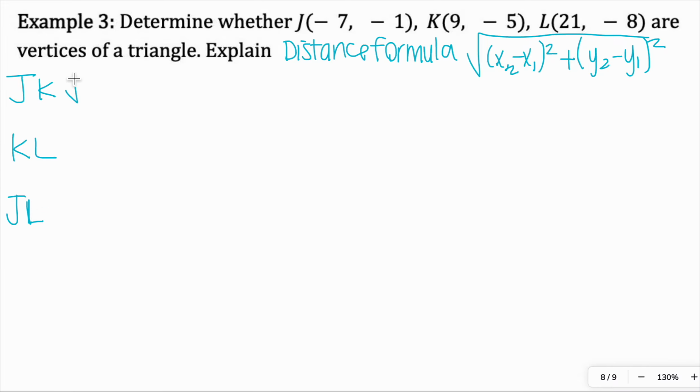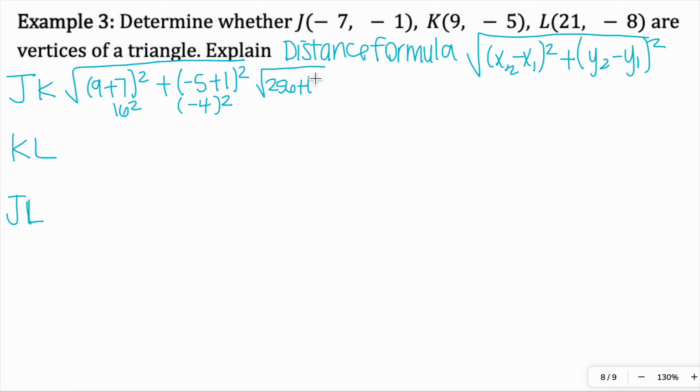Okay, so for JK, I did 9 minus negative 7, so that's 9 plus 7 squared. And then negative 5 minus negative 1, so that's negative 5 plus 1 squared. 9 plus 7 is 16 squared, and then negative 5 plus 1 is negative 4 squared. So this is going to end up being the square root of 256 plus 16, which is 272. That is going to be about 16.5 rounded.